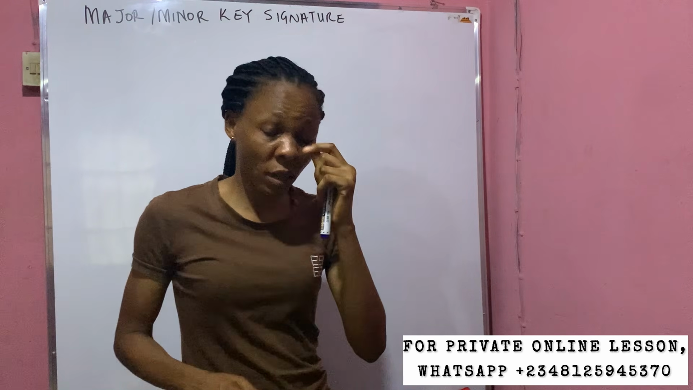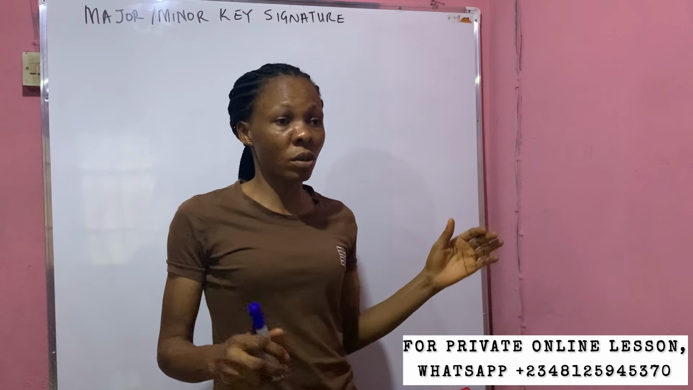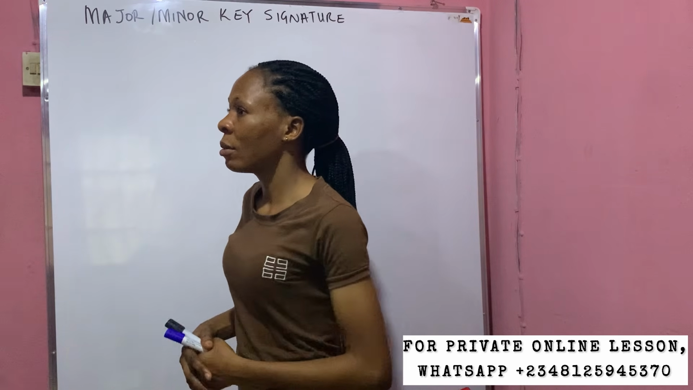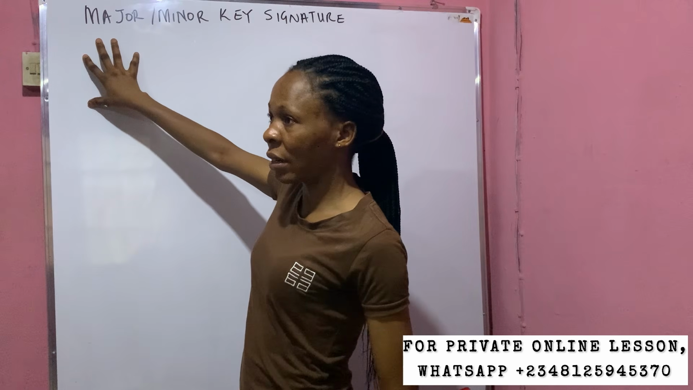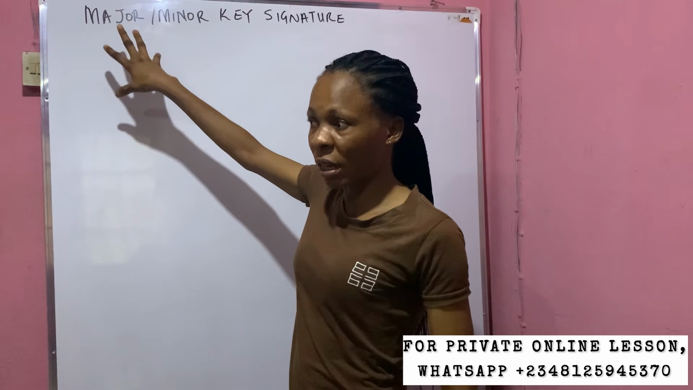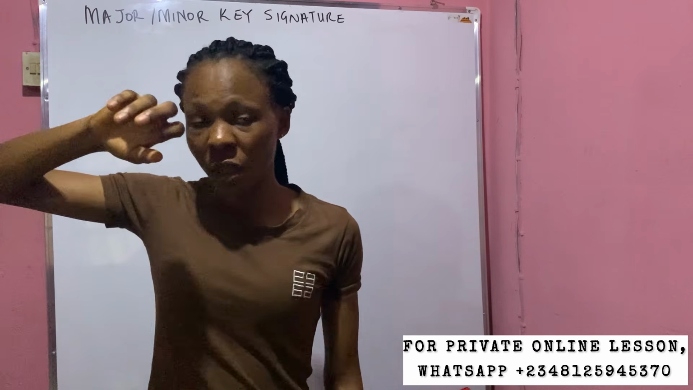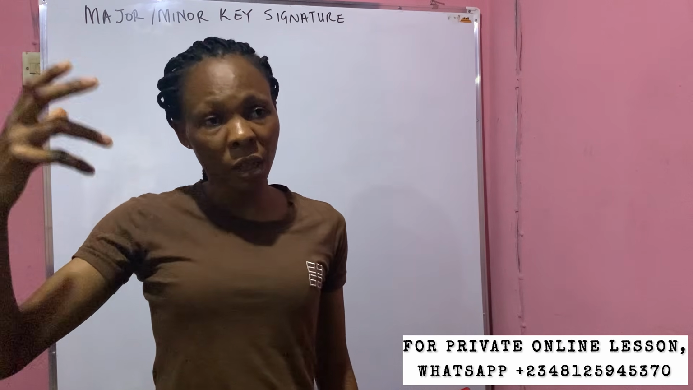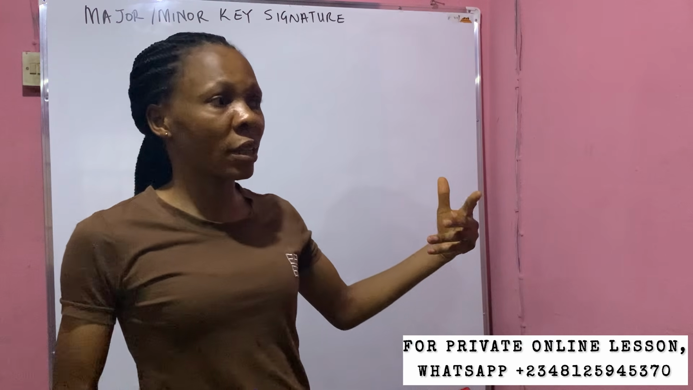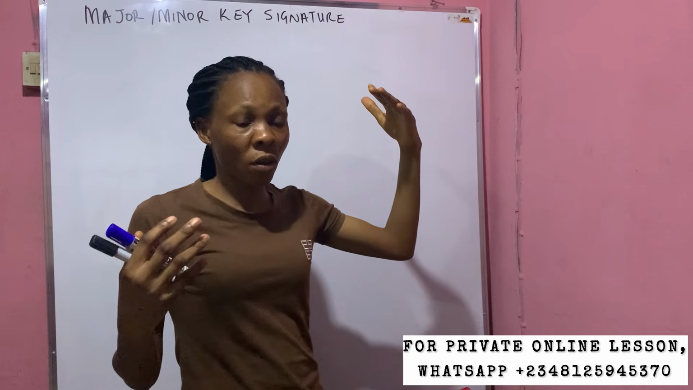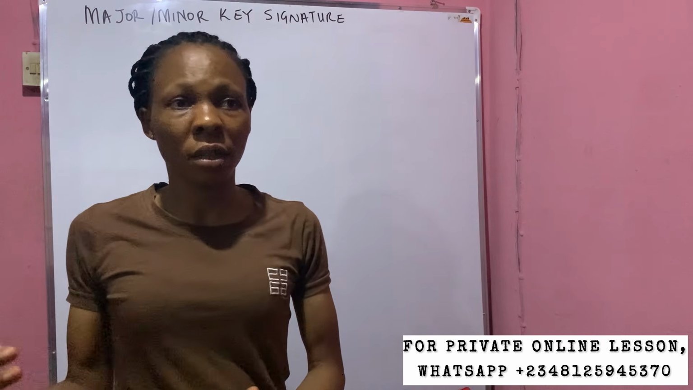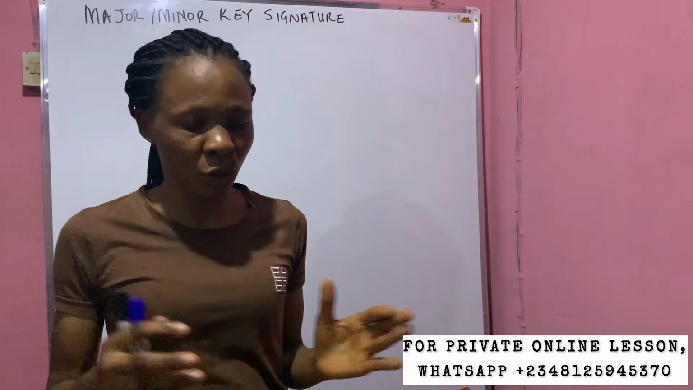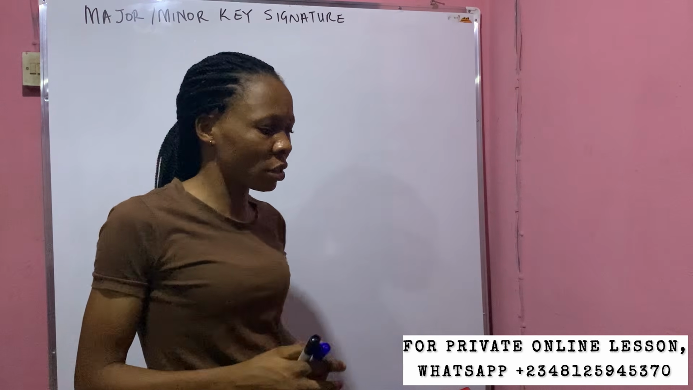And I've already said that key signatures are a series of either sharps or flats placed immediately after the clef, at the beginning of the staff, to tell you the tonic of the music, and also to tell you the notes that need to be raised or flattened by semitones. I'm trying to use very simple English to make you understand what key signature is all about.